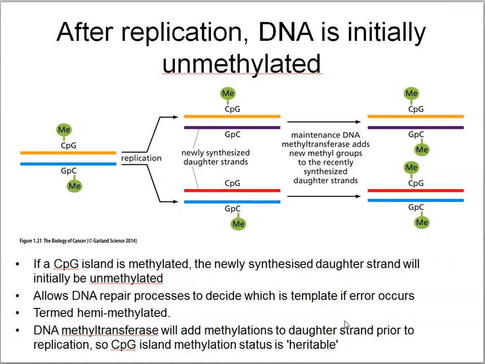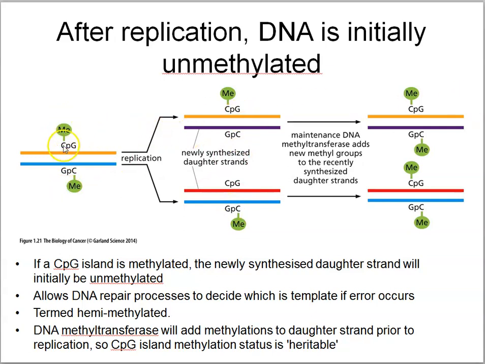And this just shows why it has to be a CG dinucleotide, because if you just methylated cytosines, the opposite is going to be a G. Gs can't be methylated, and that would not allow these methylation patterns to be heritable upon cell division. You want to be able to pass on this methylation pattern to the daughter cells.